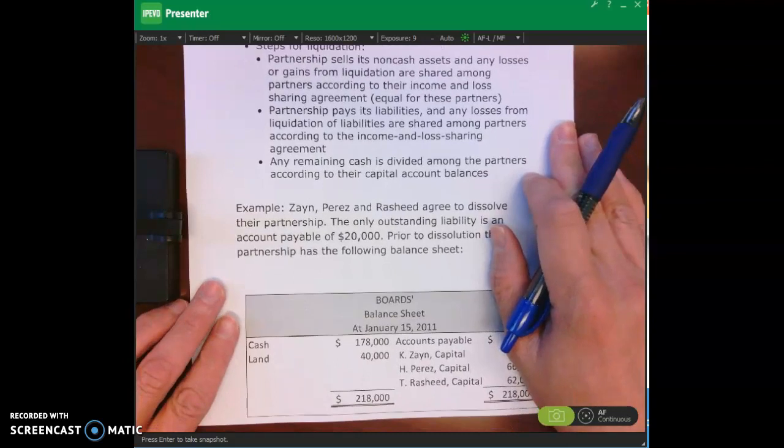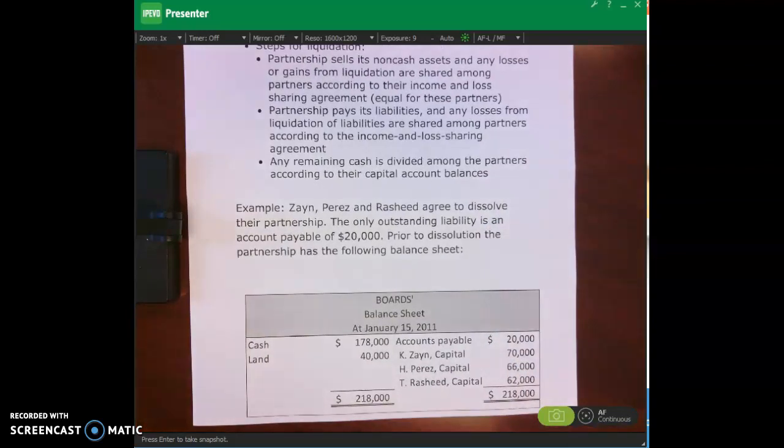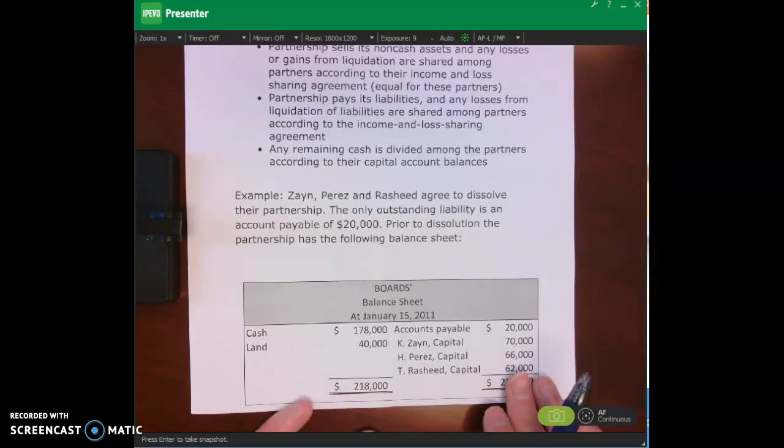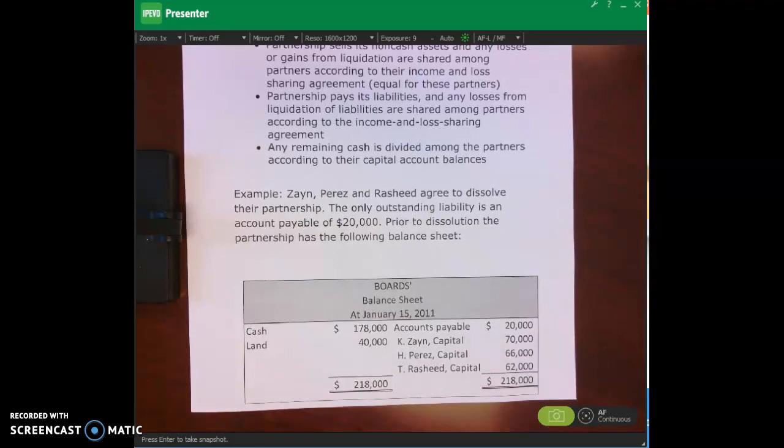So we have Kayla, Perez, and Rashid agreed to dissolve their partnership. The only outstanding liability is an accounts payable of $20,000. Prior to dissolving their partnership, they have the balance sheet right over here. They have cash of $178,000, land of $40,000, so total assets of $218,000. They have an accounts payable of $20,000. Then Kayla's capital balance is $70,000, Perez's capital is $66,000, and Rashid's capital is $62,000. So liabilities plus equity is $218,000.